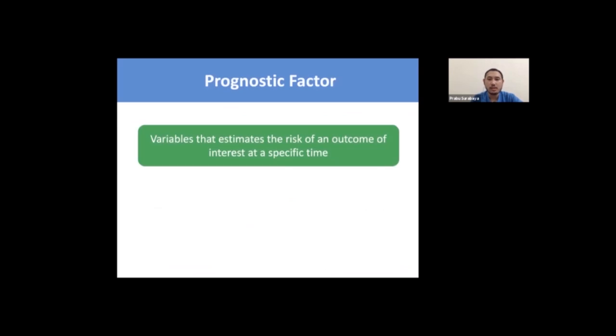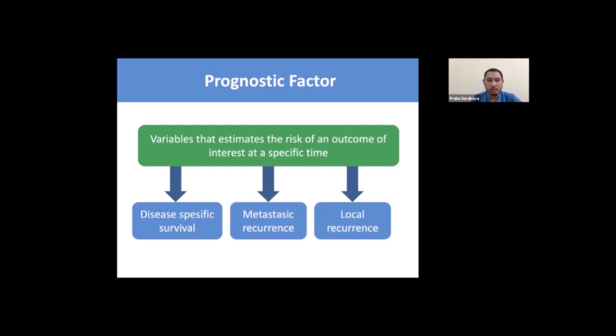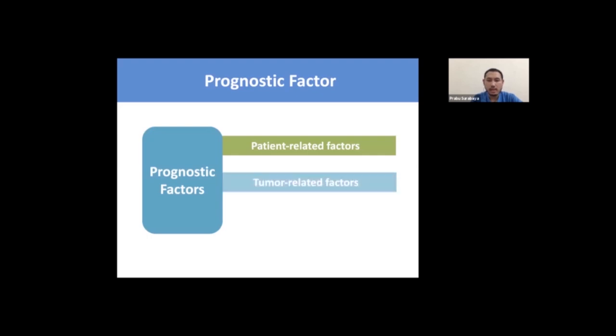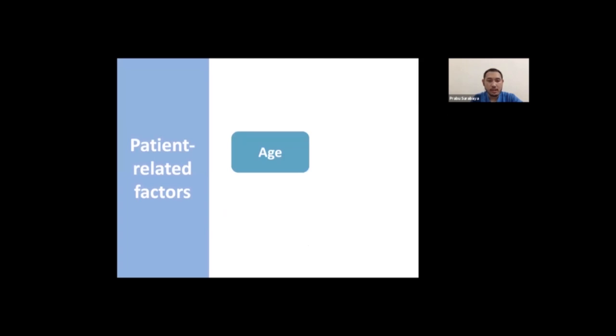Prognostic factor is a variable that estimates the risk of an outcome of interest at a specific time. Prognostic factors affect the disease-specific survival, local recurrence, and metastasis recurrence in soft tissue sarcoma. In soft tissue sarcoma, prognostic factors can be differentiated into 3 different kinds: patient-related factor, tumor-related factor, and treatment-related factor. The first one, patient-related factor, is age. Age in soft tissue sarcoma has a prognostic value. From some literature, men or women that have soft tissue sarcoma with age above 65 can have a worse prognosis than men or women with soft tissue sarcoma with age below 65.